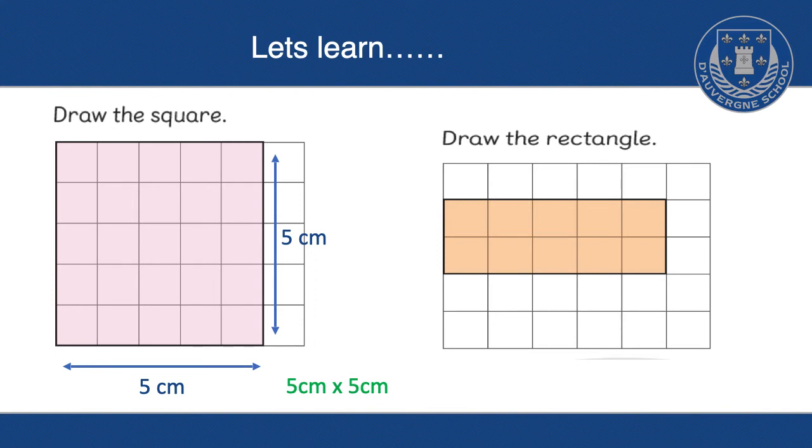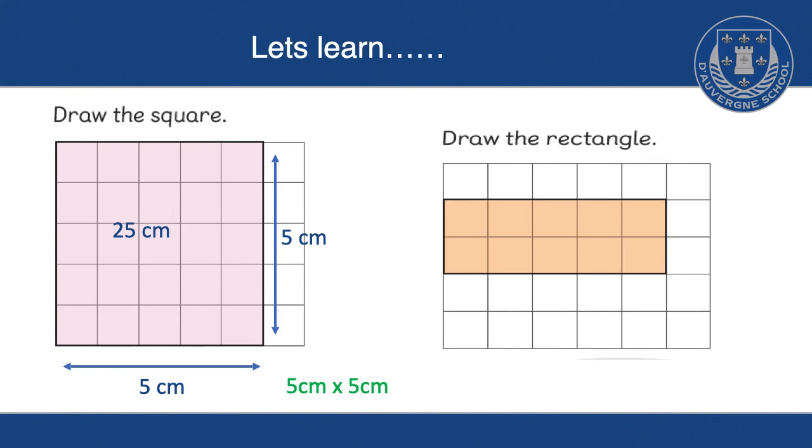So we're going to do 5 centimetres multiplied by 5. Now, I could find out how many squares the shape takes up altogether by counting each one, but that would take a long time. So that's why we use multiplication, and we multiply the two sides together. So 5 multiplied by 5 is 25. So the space that the square takes up is 25 centimetres.